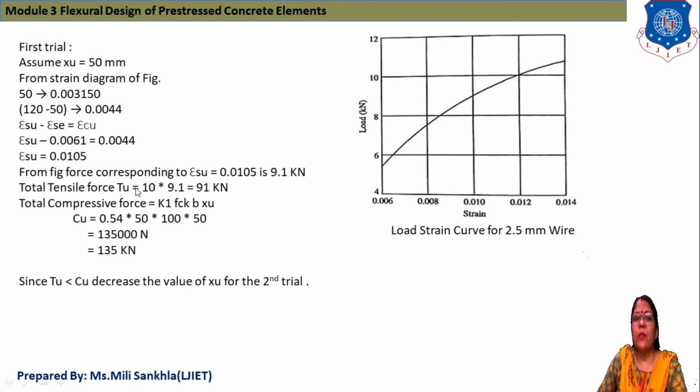Total tensile force Tu is equal to 10 into 9.1, 91 kilonewton. Total compressive force K1 FCK B XU is equal to 0.54 times FCK 50, B 100, and XU equal to 50. Here we assume this XU. The answer is 135 kilonewton. The value of Tu is less than Cu. Decrease the value of XU for the second trial, because in theory we discussed that if Tu is less than Cu, then we decrease the value of XU, because here we assumed XU.